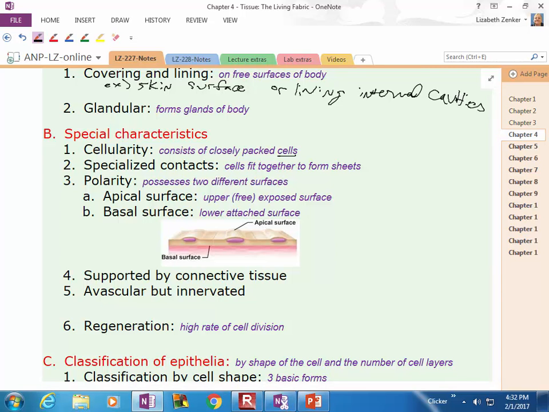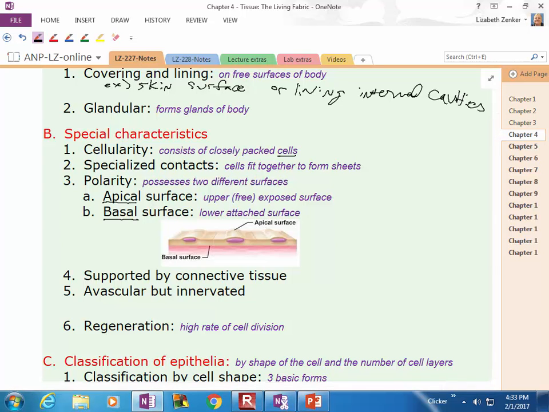Okay. And then with polarity, they actually have a polarity. They possess 2 different surfaces. So we have the apical surface and the basal surface. Apical surface is the upper or free exposed surface. So sometimes when you guys were looking under the microscope, you were in the middle of the tissue and you couldn't find that apical surface. And you were kind of going, what am I looking at here? And I said, well, find the apical surface. Go back out to lower magnification, find some outside edge, then look there and work your way in from there. And if you're not on the right edge, go to another edge and come in.